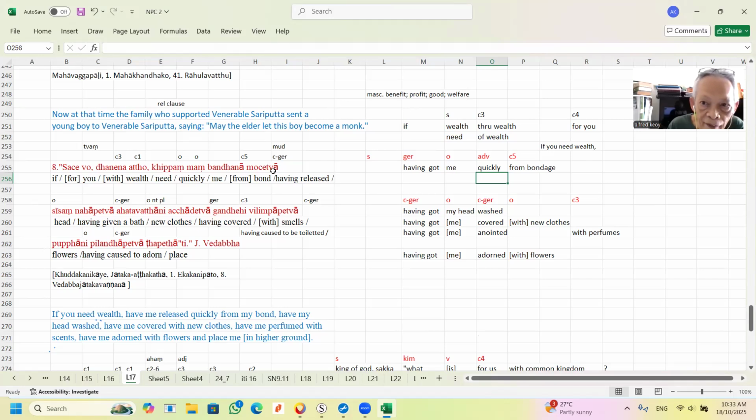Here, that means free. The word is from bondage. Technically, free, quickly free from bondage. The word free is never mentioned. There is a problem. Quickly from bondage. It should be understood as the word free is this one. Can you see the word release? Okay, release. I put it a little bit here. Cut it here.